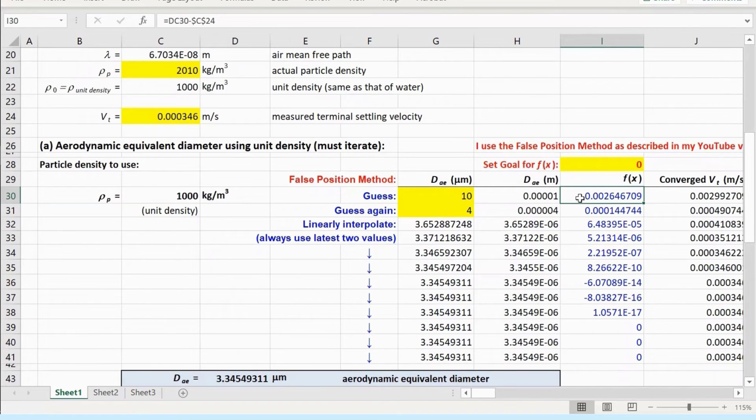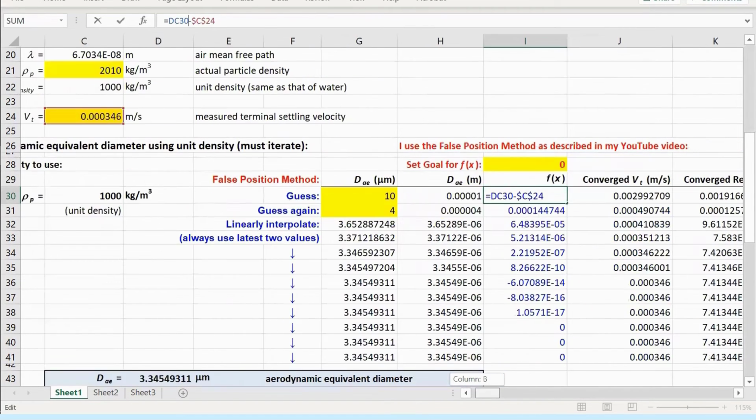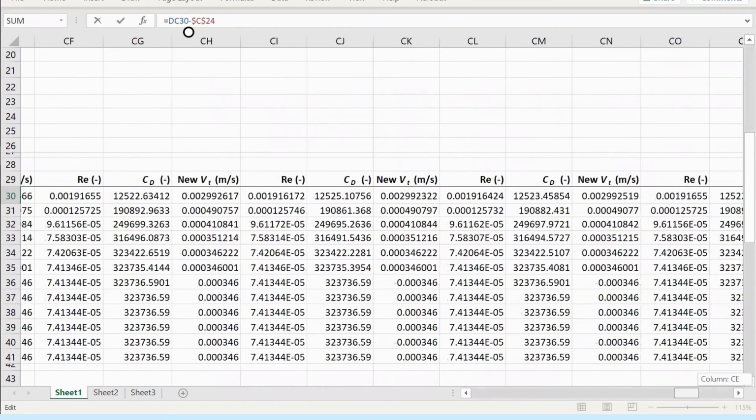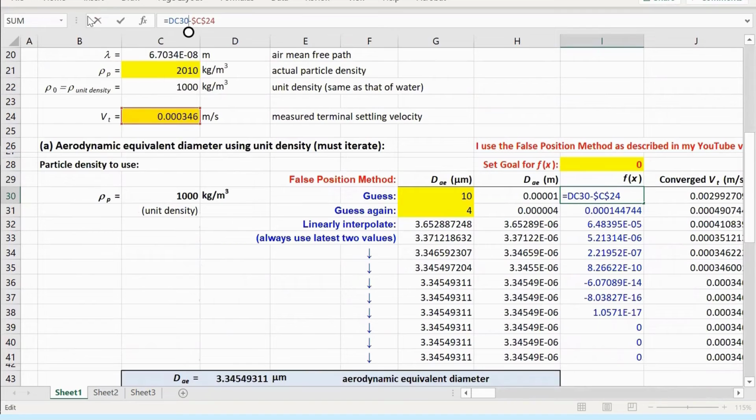What is f of x? Well, I'm trying to find DAE. So if I click here, what I'm trying to do is get DC30. So what's DC30? Well, we have to go all the way across to DC. So it's this final VT that I'm calculating through all this iteration process, minus C24 in dollars. So that's this measured settling speed. So when these two are equal, f of x will be 0. And of course, it's not 0 at first because I just have these guesses.